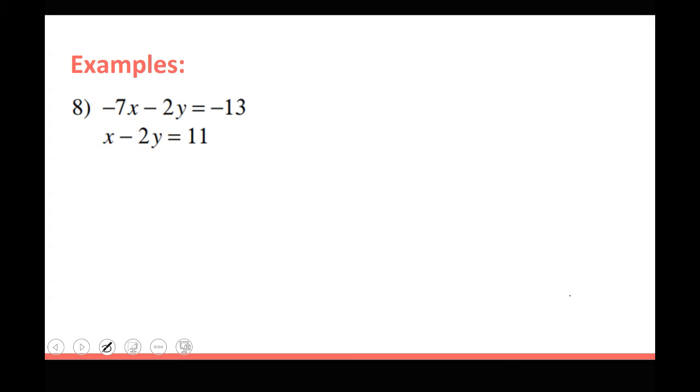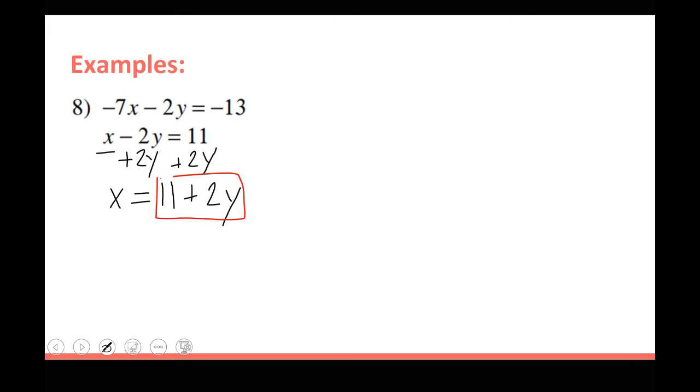Okay, last example. This one we need to solve for a variable. So think about which variable you would solve for, which one looks like it's already the most by itself. I think x, and hopefully you think that too. So we're going to solve for that x, so all we would need to do to this equation is add 2y to both sides. So that would give me x equals 11 plus 2y. I can't combine the 11 and the 2y together because 2y has a y and 11 does not. They are not like terms. Okay, that is your substitute.